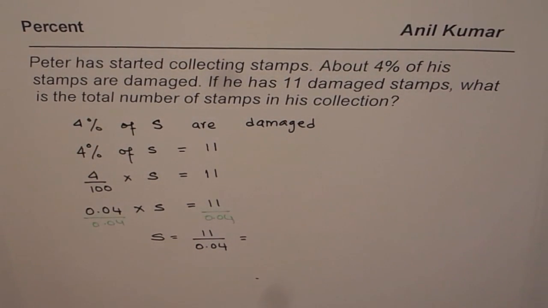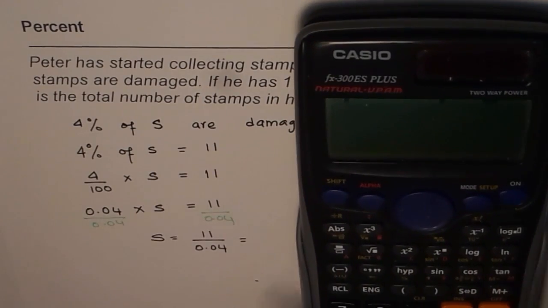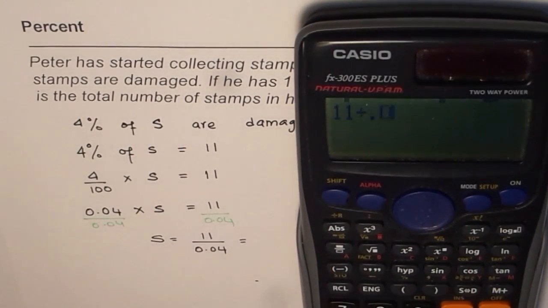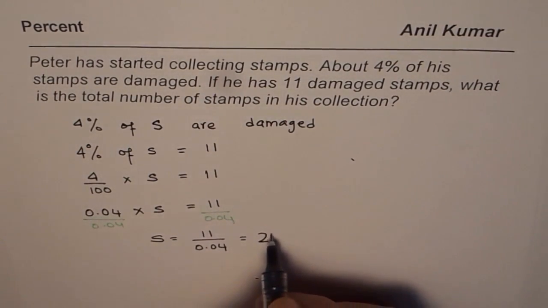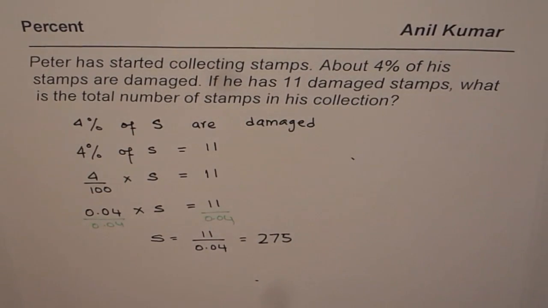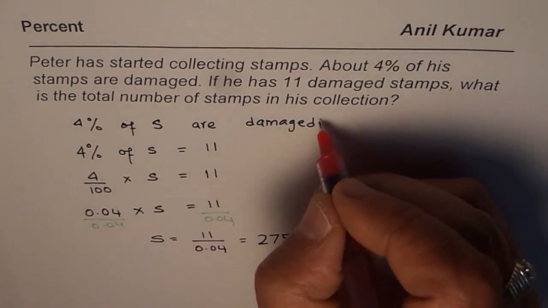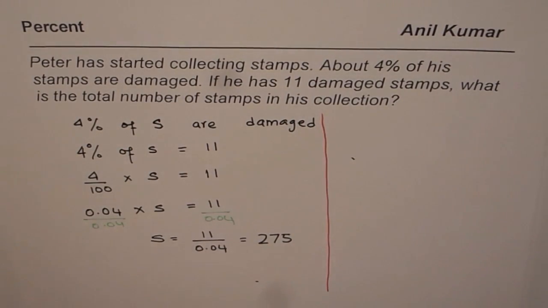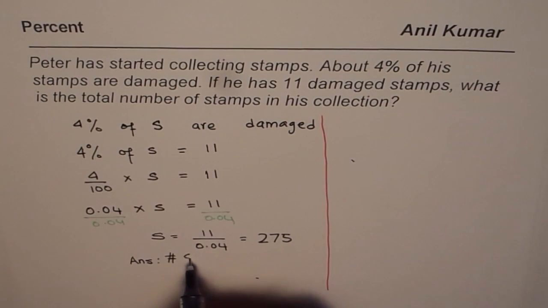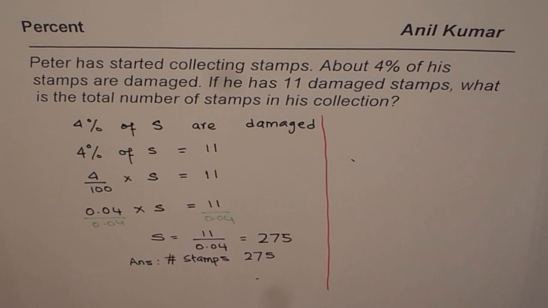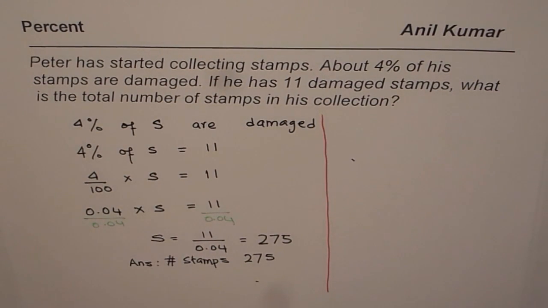So let's use the calculator to find the answer. So we have 11 divided by 0.04. So we get a number which is 275. So we have 275 as our answer, right? So that is the total number of stamps which Peter has. So our answer is, number of stamps is 275, correct? So that is the approach you can adopt to solve such questions, right?